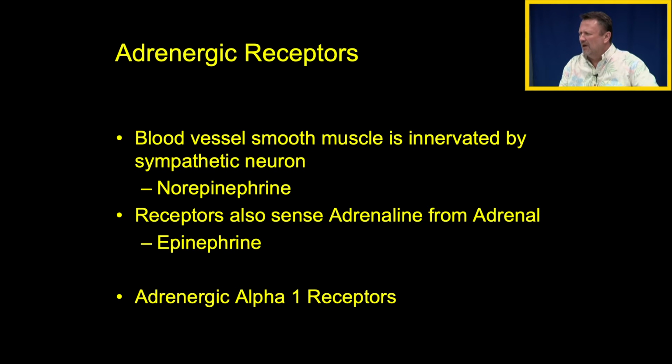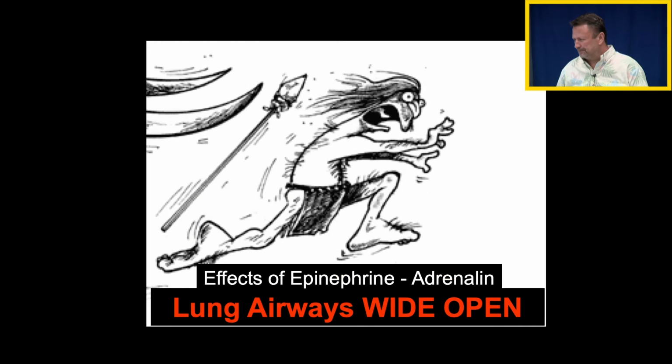So a blood vessel muscle is innervated by a sympathetic neuron from the sympathetic chain ganglia, and that neurotransmitter is primarily norepinephrine, and the receptors can also sense adrenaline from the adrenal gland, kicking up the response, and all those receptors are called alpha-1 receptors.